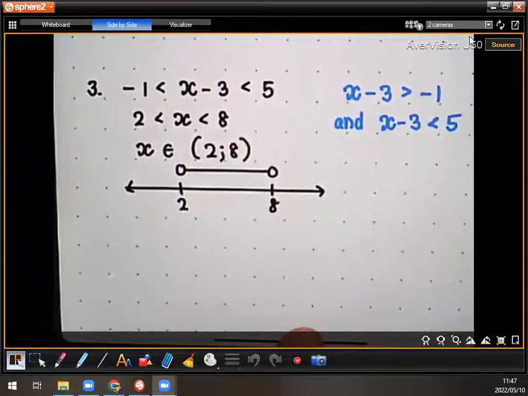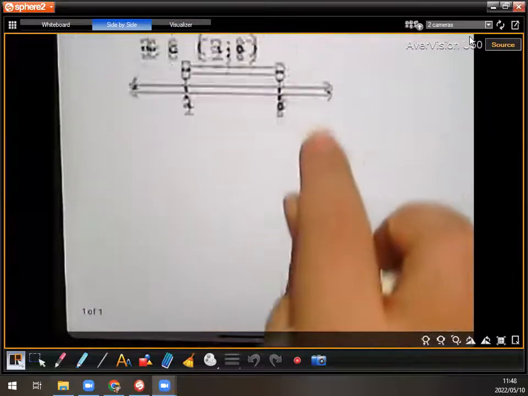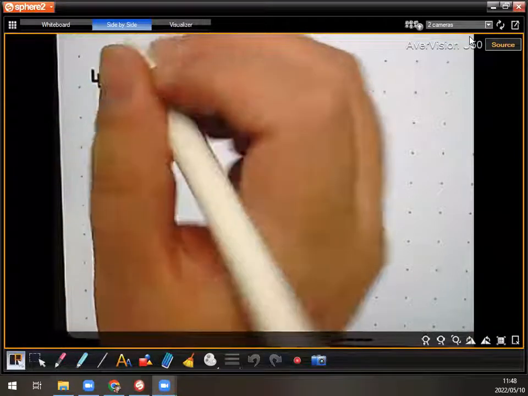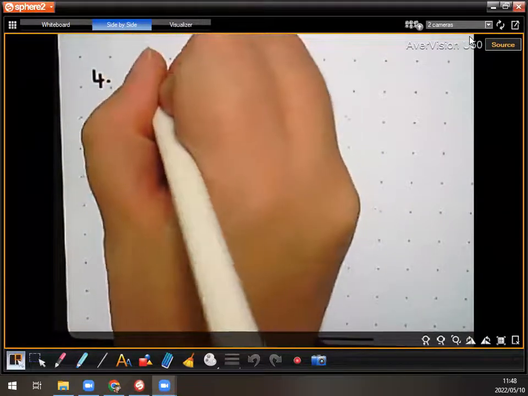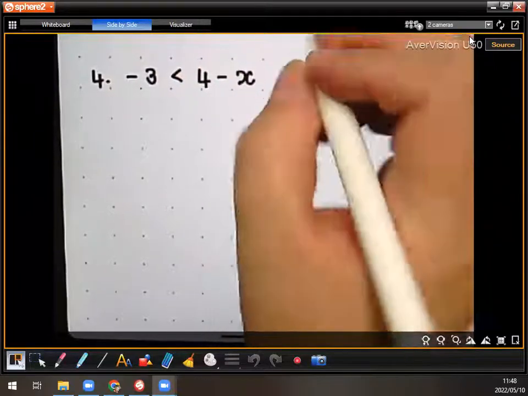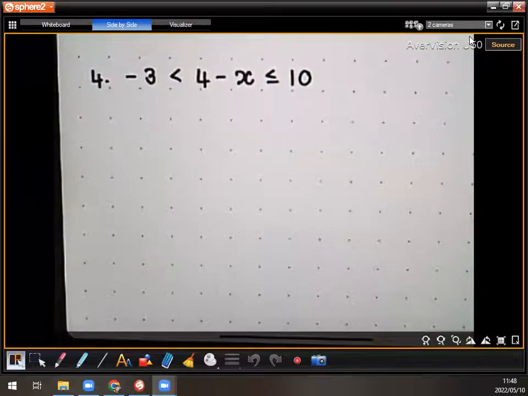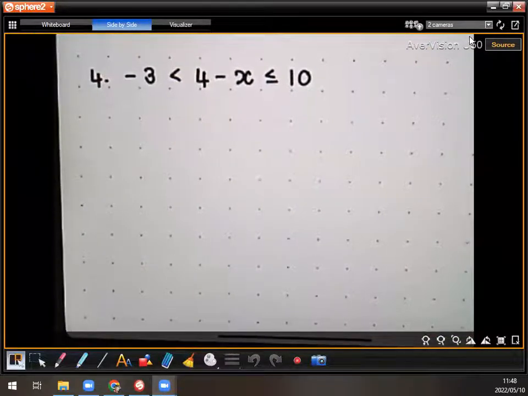Okay, last one. Sorry, what is happening? Okay, number 4. Oh dear, do you understand why? Oh no, I didn't take a picture of your answers, just the question. Okay, no problem.